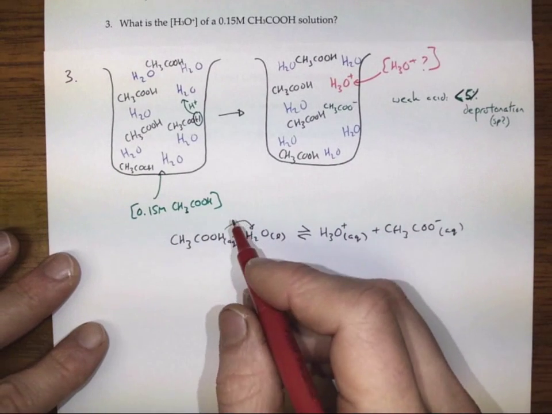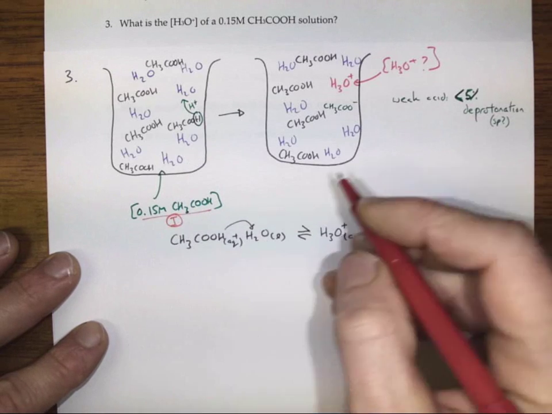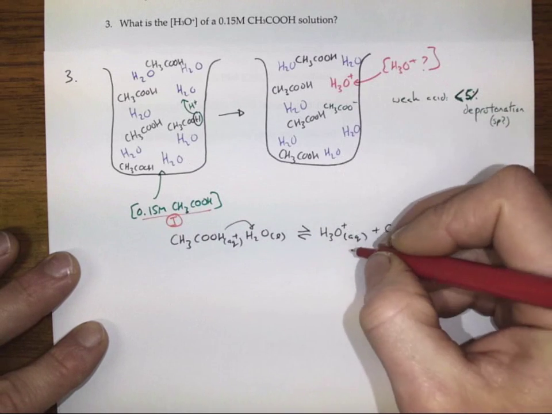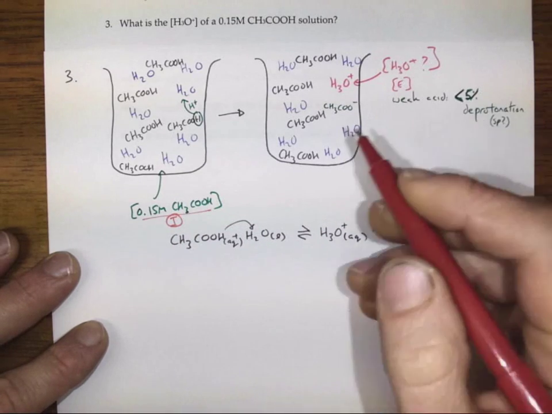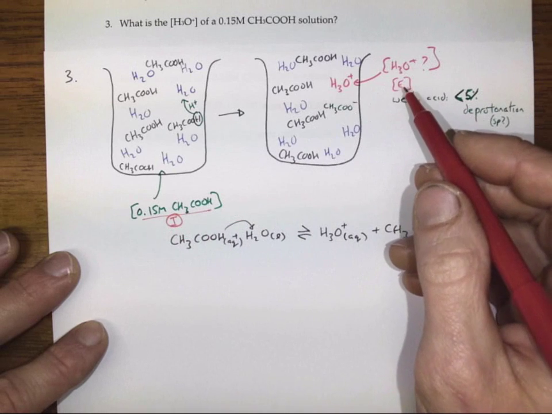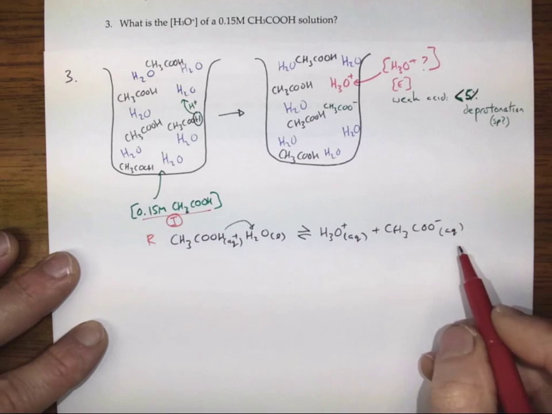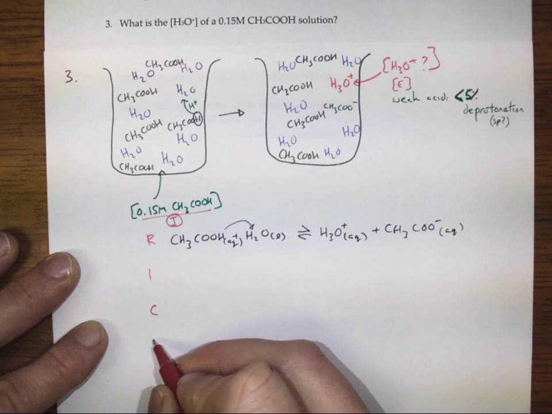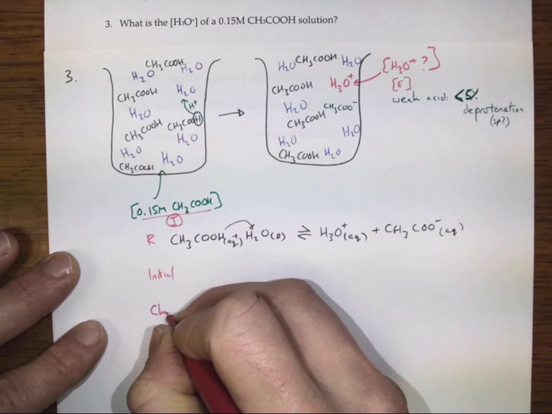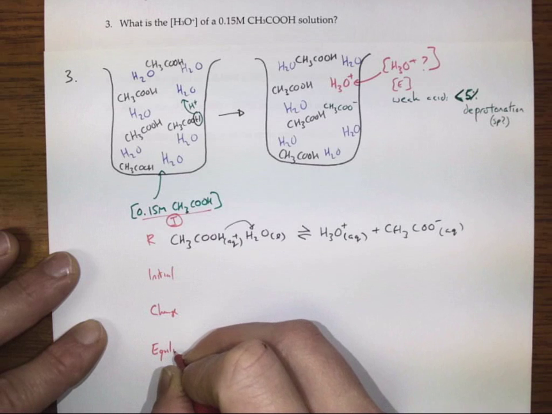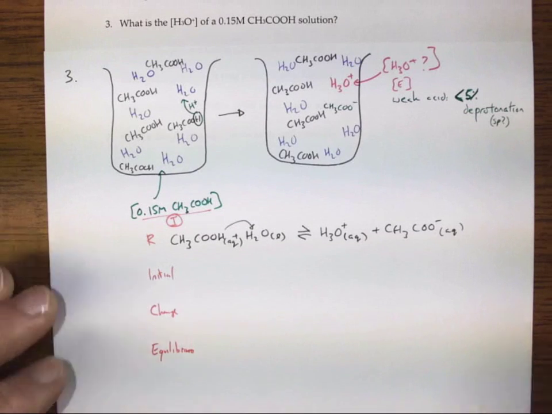Now, the way we talk about how much we add, which we think of as an initial condition, and how much we have of protonated water or hydronium, we think of that being an equilibrium condition. And when we're comparing initial and equilibrium values, we need a rice box to do that. So I've already written our reaction here, and we're going to think of initial, change, and equilibrium reactions.